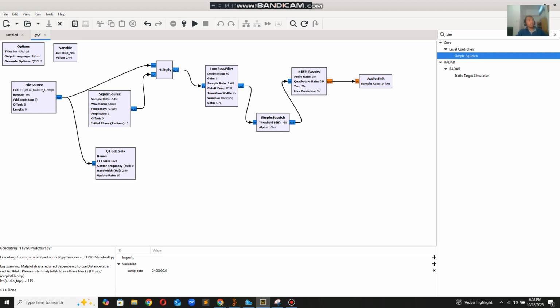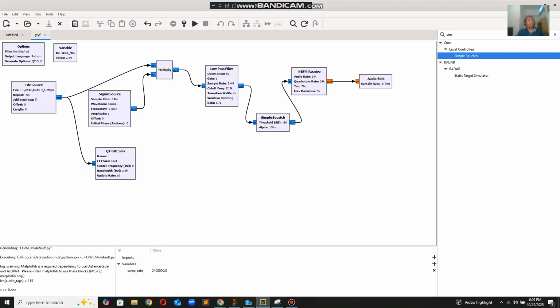Then I have added a low pass filter. After the frequency shift, the signal passes through a low pass filter. The cutoff frequency is set to 12.5 kilohertz with a transition width of 2 kilohertz. I also applied a decimation factor of 50, which effectively reduces the sample rate from 2.4 megahertz to 48 kilohertz. So this keeps only the useful voice band and removes high frequency noise.